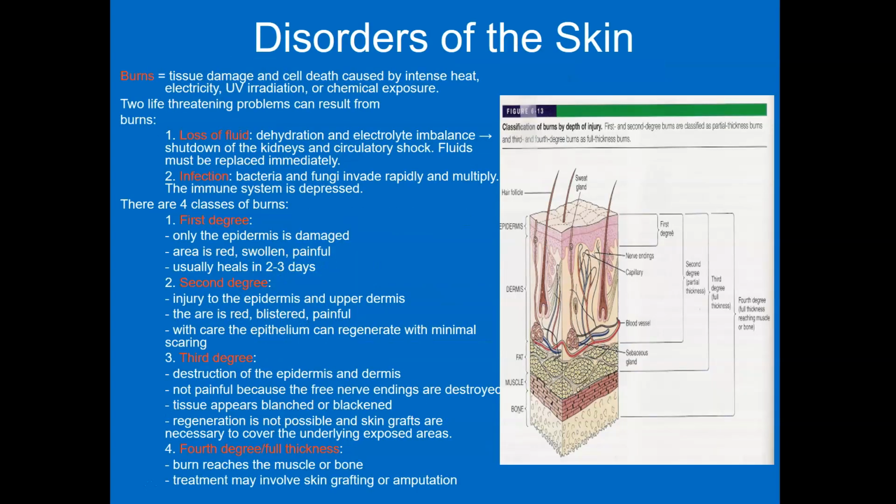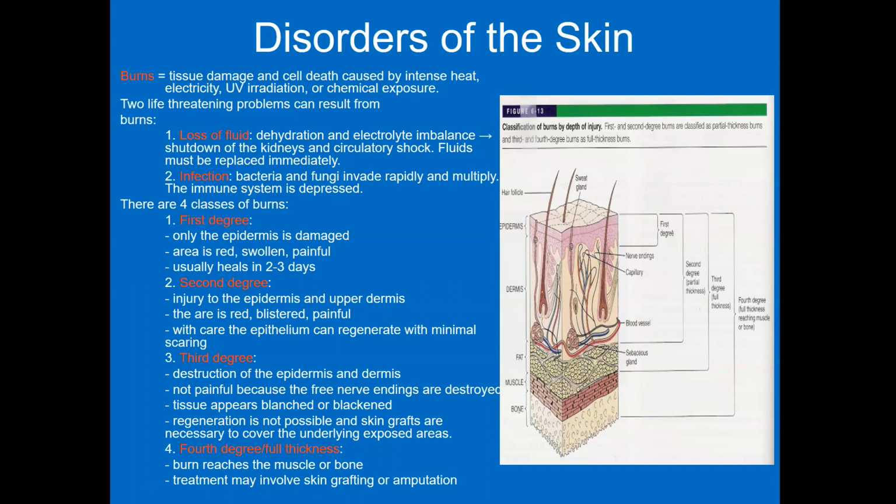So let's talk briefly about at least one disorder of the skin, which is a burn. A burn is tissue damage that induces cell death caused by heat. Another thing that can cause a burn is electricity or UV radiation, hence sunburn, right? Or a chemical burn. Why is this life-threatening? Mostly because it kills the skin and it leads to fluid loss. Dehydration and electrolyte imbalance will cause a problem called circulatory shock.